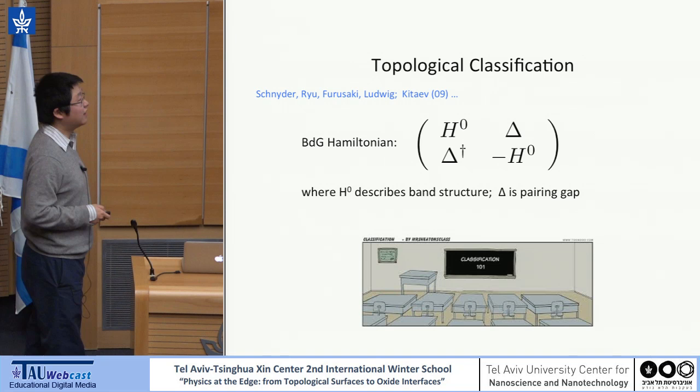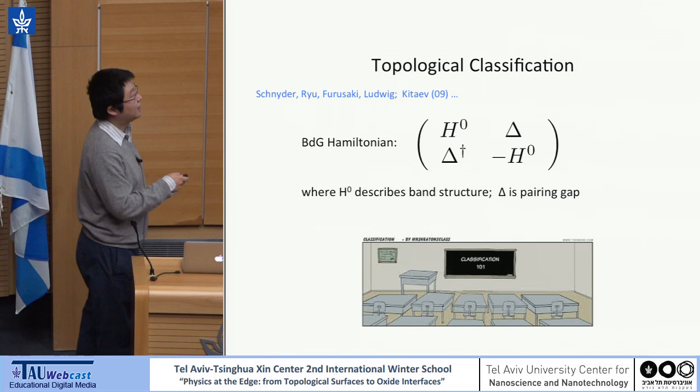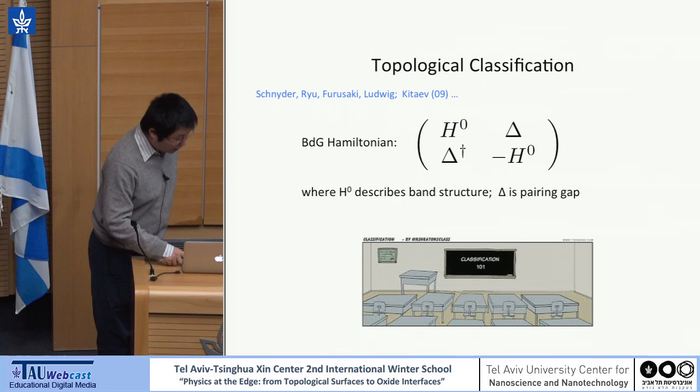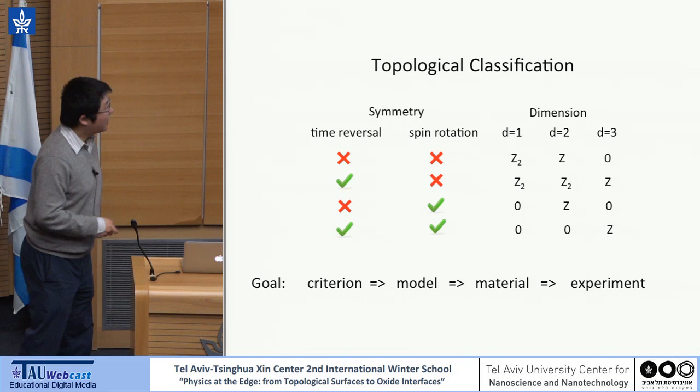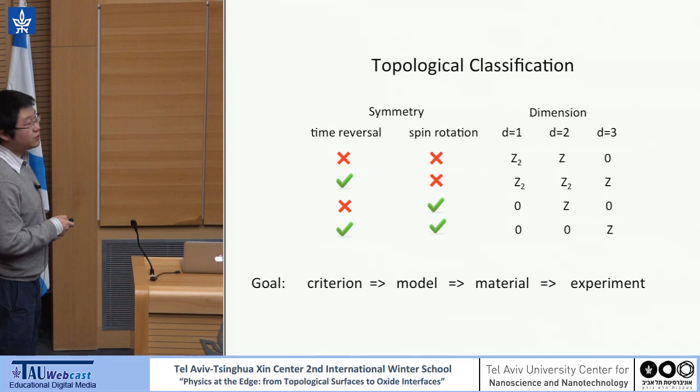So the topological invariant is fully encoded in this Bogoliubov-de Gennes Hamiltonian as a function of momentum k. I'm not going to give the form of the invariants, but here are the results obtained by these people. In particular, the topological property depends crucially on the symmetry of the system. There are two important symmetries, time reversal symmetry and spin rotation symmetry.